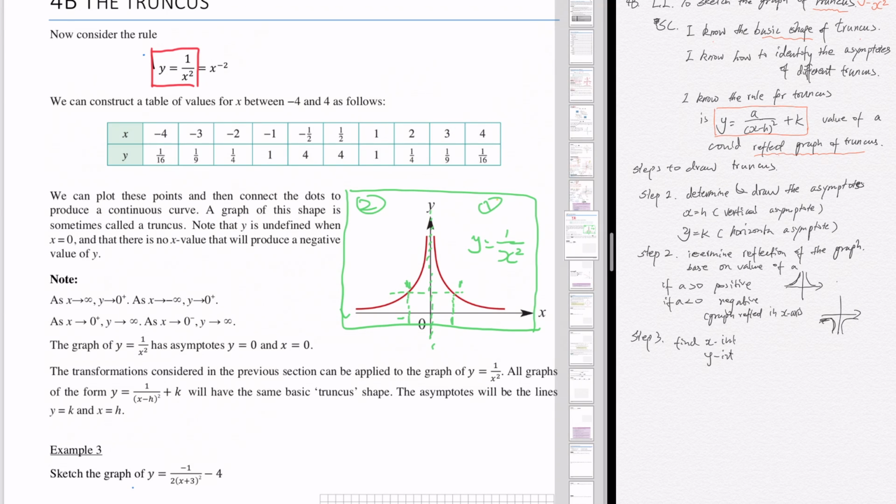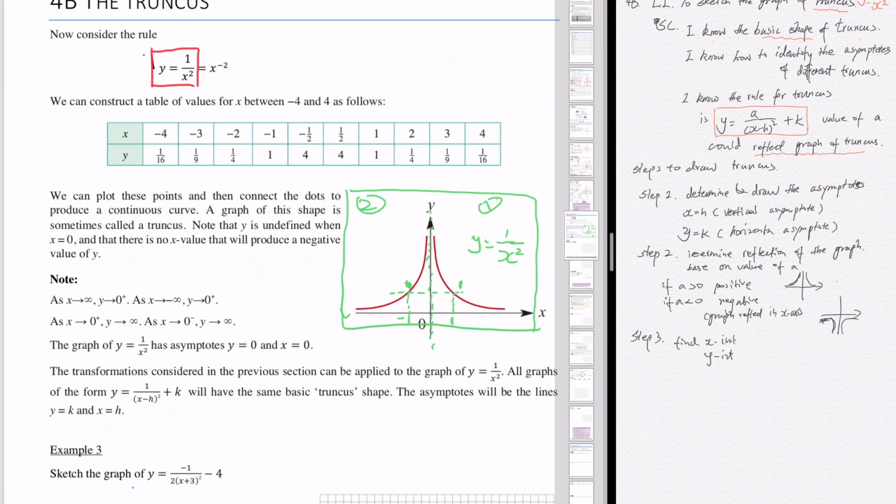That's why for each positive and negative number, when you square it, you will still get the same number for y. That's why you have the two curves that are symmetrical against the y-axis. One of the curves is on the first quadrant, and the other curve is on the second quadrant. So you need to be very familiar with the shape of Truncus, which is two curves on the first and second quadrants approaching the x and y axes.